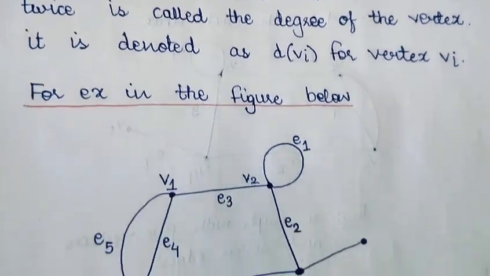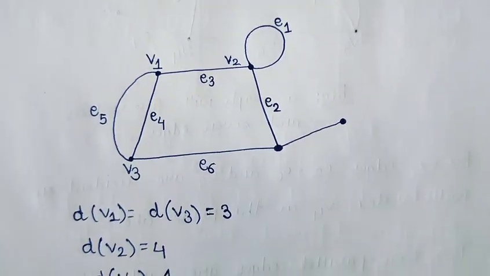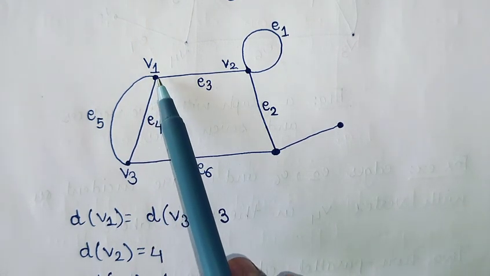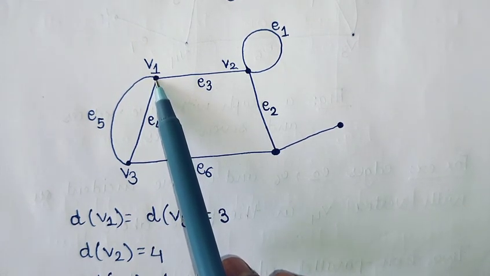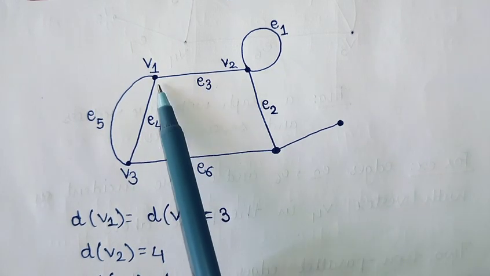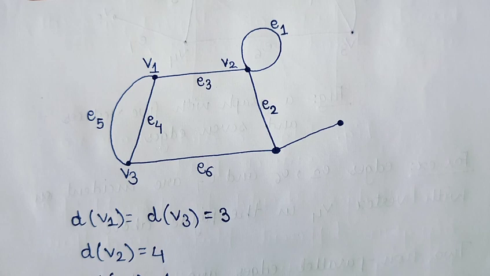Now let's find out the degree of the vertices given in the graph below. Here we can see that the degree of vertex V1 and V3 is 3. Why? Because V1 has 3 edges incident on it. If this is vertex V1, then there are 3 edges E5, E4 and E3 which are incident on V1. Hence, the degree of V1 is 3.